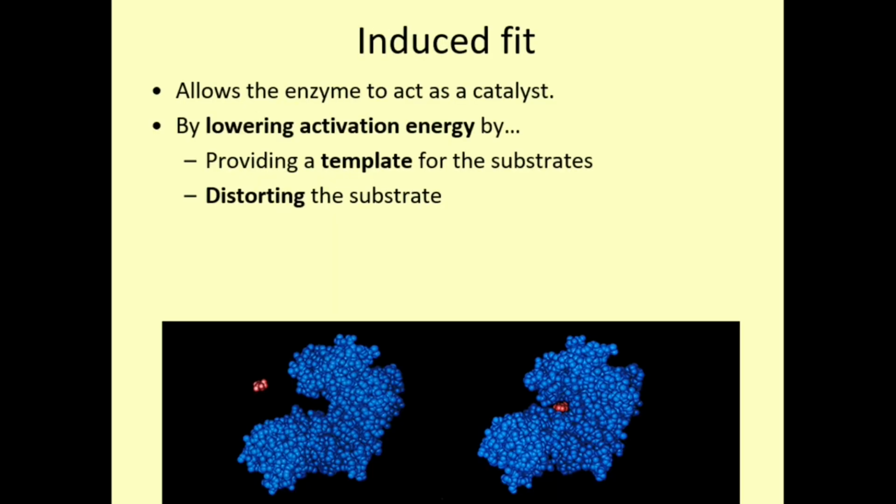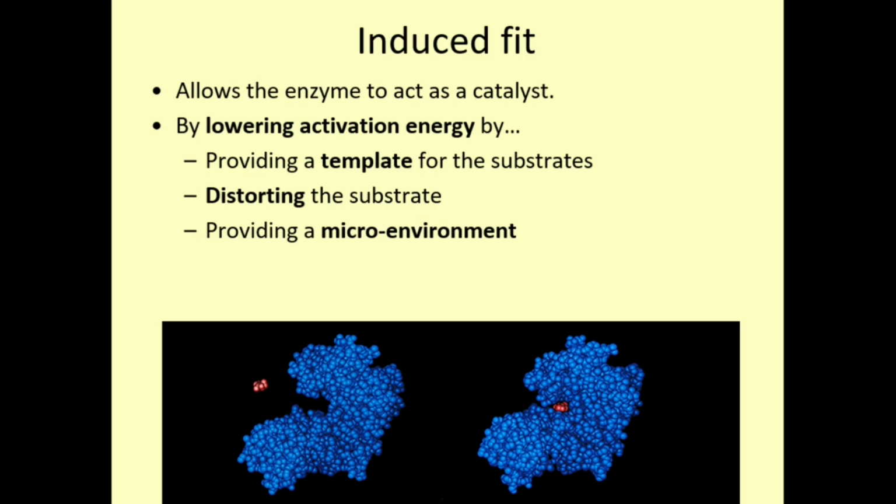The second one is that as induced fit occurs, as the protein, so as the enzyme actually changes shape to wrap around this substrate, it will distort it, it will twist it and put pressure on it. And what that will do is it will speed up the breaking of bonds. And then in turn, it will help the making of new bonds. So by changing shape, it's physically distorting and twisting the substrate.